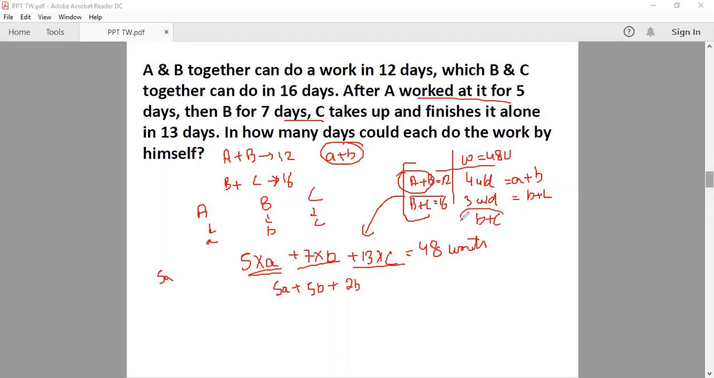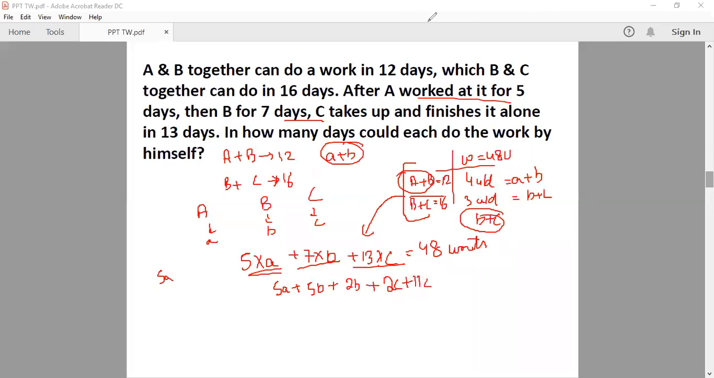अब b के साथ किसका पेयर बना हुआ है मेरे पास? c का, b प्लस c. ओके, सो अब b प्लस c हमें दिया हुआ है 2b प्लस 13c. 13c को मैं कैसे ब्रेक डाउन करूंगा? 2c प्लस 11c. Someone has asked to repeat.